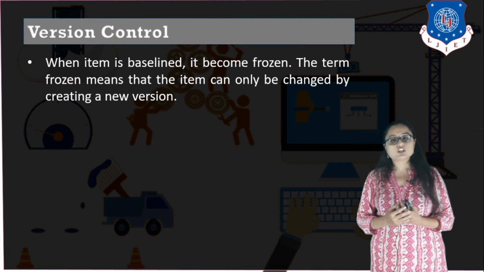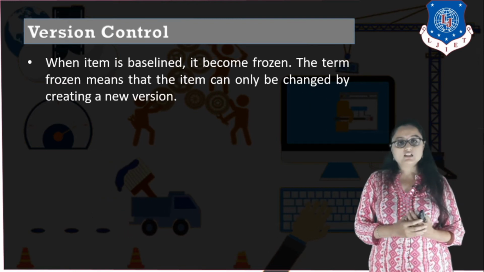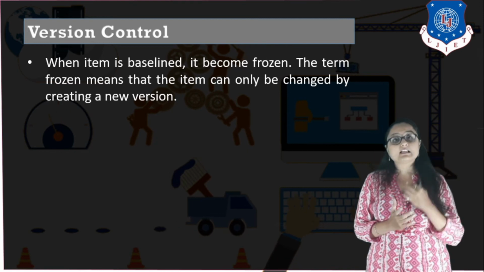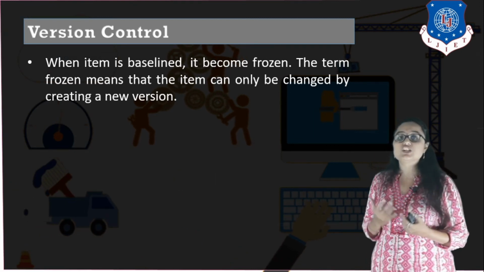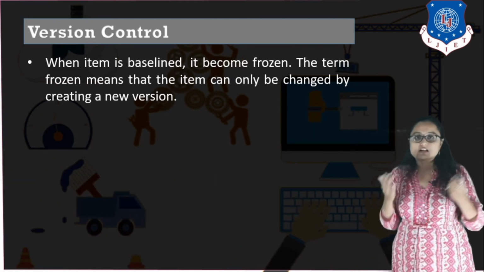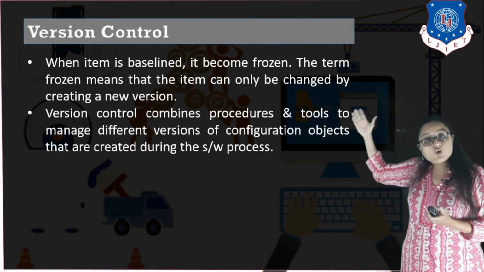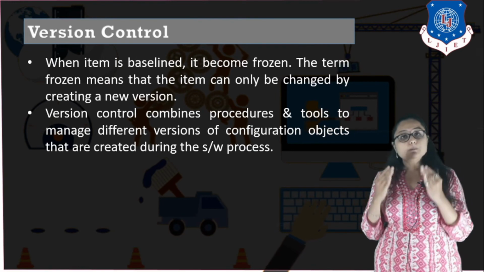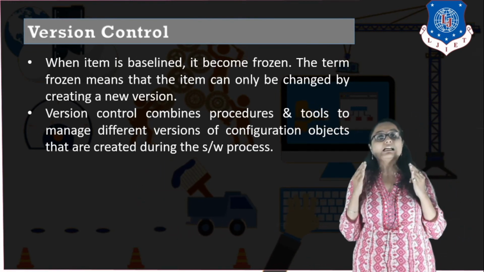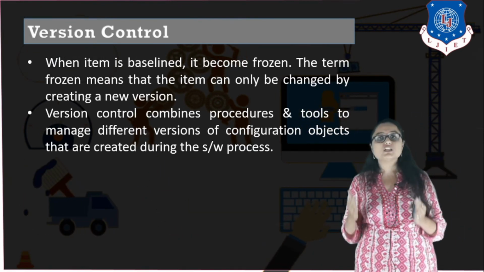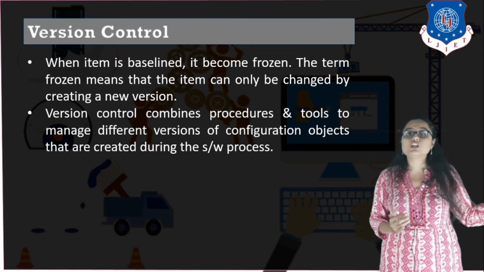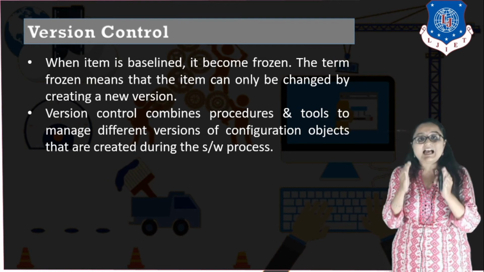After change control, you have one topic to learn, that is version control. What do you mean by version control? When your item is baselined, it becomes frozen, right? Now the term frozen means that the item can only be changed by creating a new version, which we have already seen. So it is very necessary that you apply version control. What do you mean by version control? Version control combines all the procedures and tools to manage different versions of all the configuration items that are created during the software process.